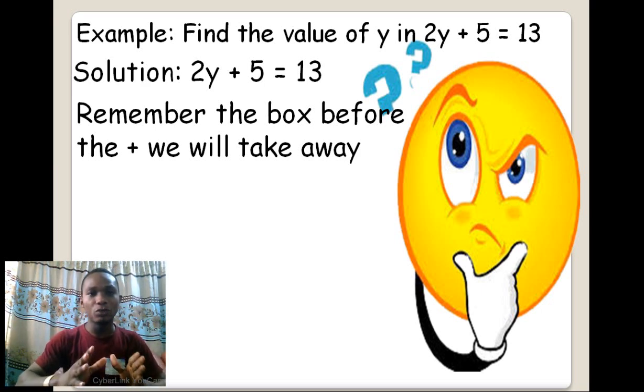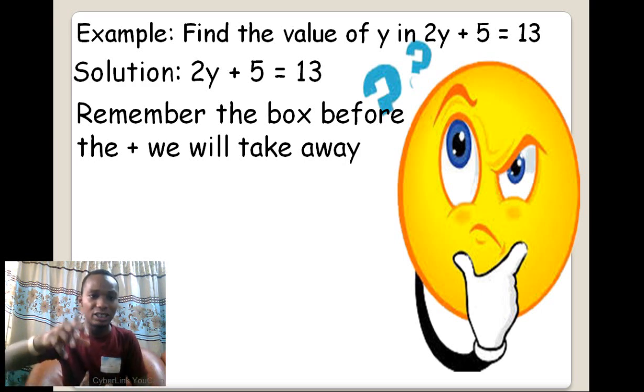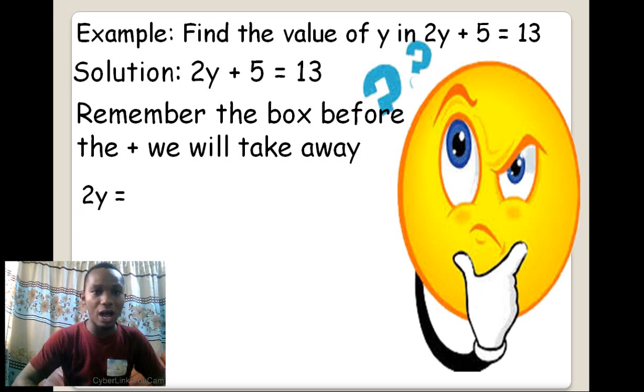Then you can see your variable and coefficient are actually together. It doesn't move. Don't forget, the only one that will move is your constant. That means the plus 5 will move, right? Then we have 2y is equal to 13 minus 5. That will give us 2y is equal to 8.